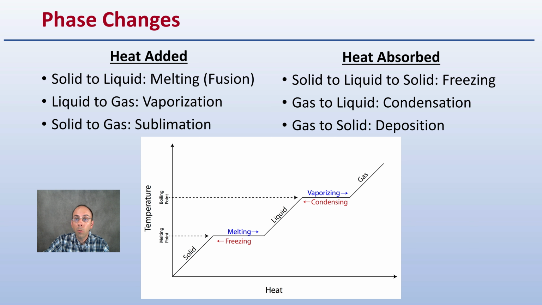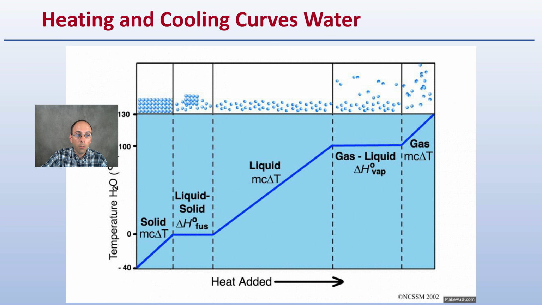Now when heat's being removed, this is where we're having freezing occurring. So we're going this way. We're going basically from a liquid to a solid. Or we're going from a gas to a liquid, and we're having that condensation. We could also have a deposition, which is a gas directly to a solid, again skipping that liquid phase. So, heating and cooling curves specific to water.